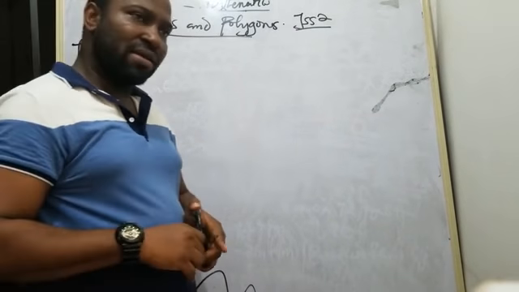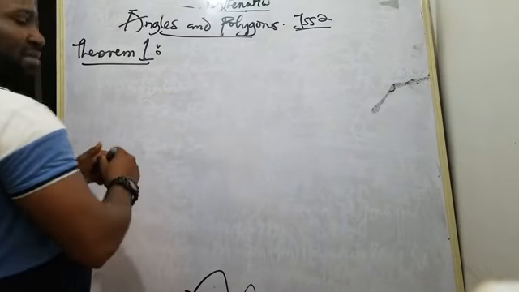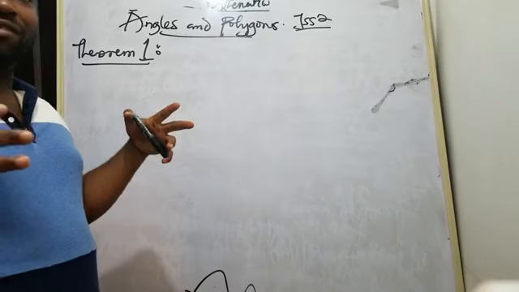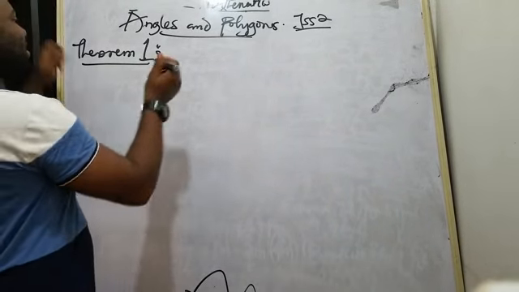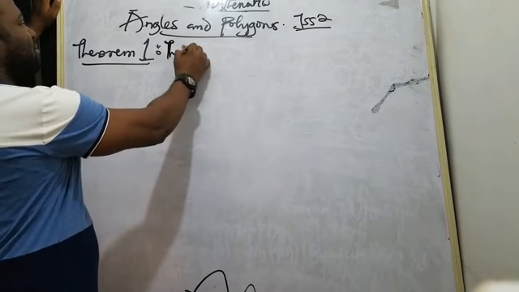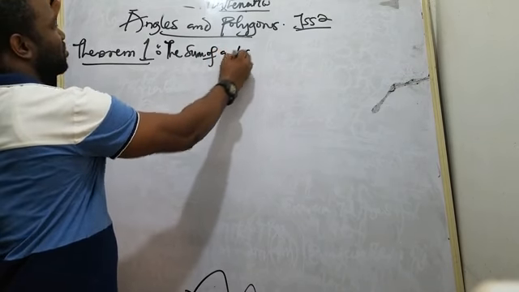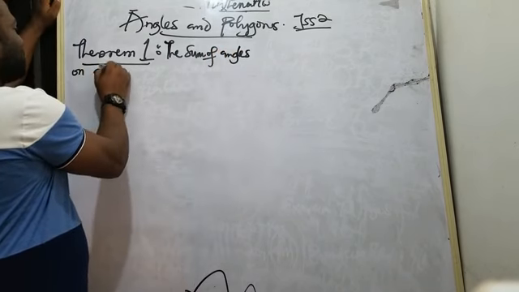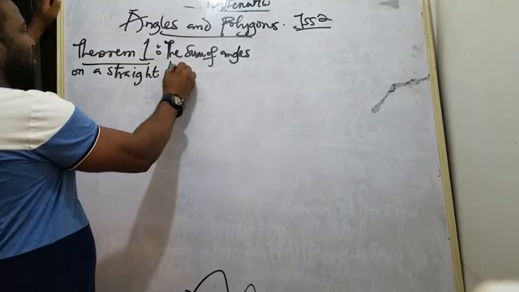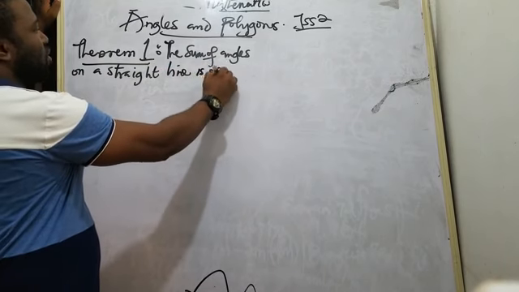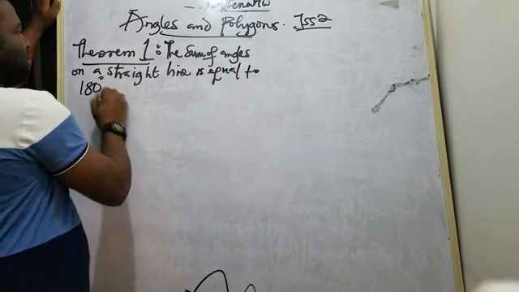Theorem 1, angles and polygons. Theorem 1 is that the sum of angles on a straight line is 180 degrees. The sum of angles on a straight line is equal to what? 180 degrees.